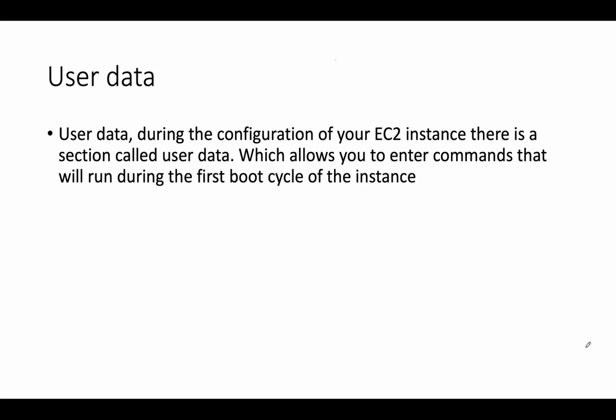Next one is user data. During the configuration of your EC2 instance, there is a section called user data, which allows you to enter commands that will run during the first boot cycle of the instance. This is a great way to automatically perform functions upon boot, such as pulling down any additional software that you want to install from any software repository you might have.